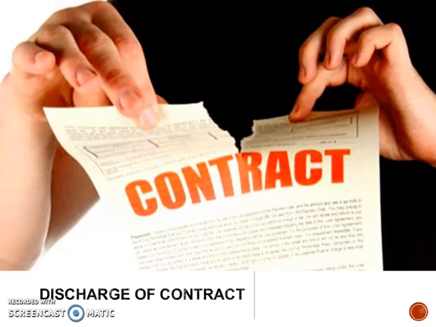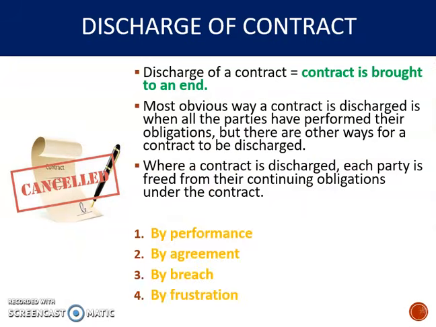Hello everyone and welcome to this video tutorial on discharge of contract. Discharge of contract refers to the different ways that a contract can be brought to an end. The most obvious way a contract is discharged is when all the parties have performed their obligations, but there are other ways for a contract to be discharged as well. Where a contract is discharged, each party is freed from their continuing obligations under the contract.